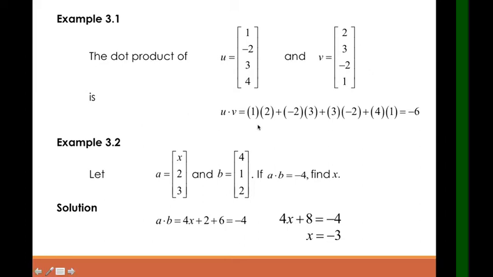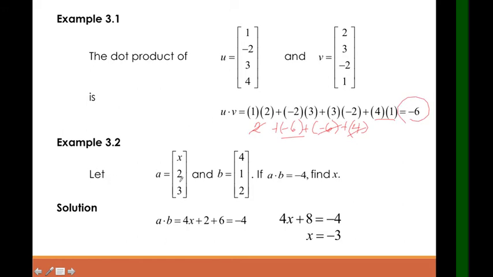So, we have 1 times 2, and let's solve to show you the solution. We have here 2 plus negative 9 plus negative 6 plus 4. Am I doing it right? So cancel this and this. So we have negative 9 as our final answer.